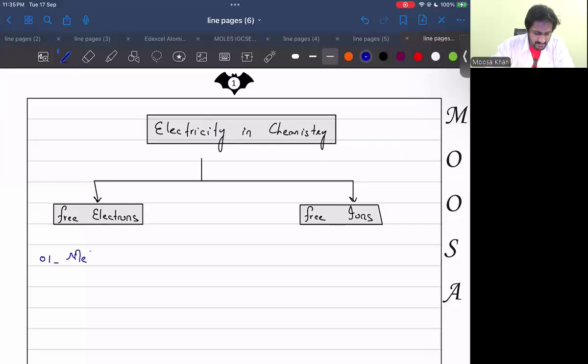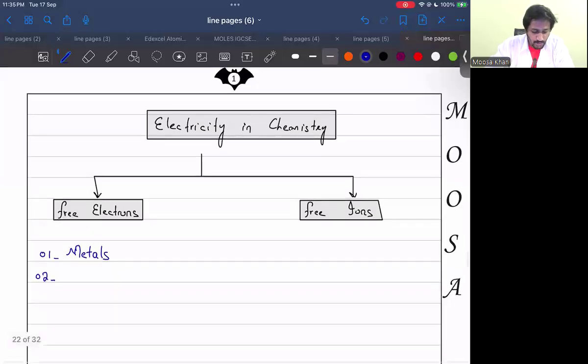Listen. Metals can conduct electricity due to the presence of free electrons. And what is another substance that can conduct electricity due to the presence of free electrons? There is only one non-metal that can conduct electricity due to the presence of free electrons, and that is graphite. Because in graphite, each carbon atom has one free electron. Remember, carbon in graphite makes only 3 covalent bonds. So one electron of each carbon is free.